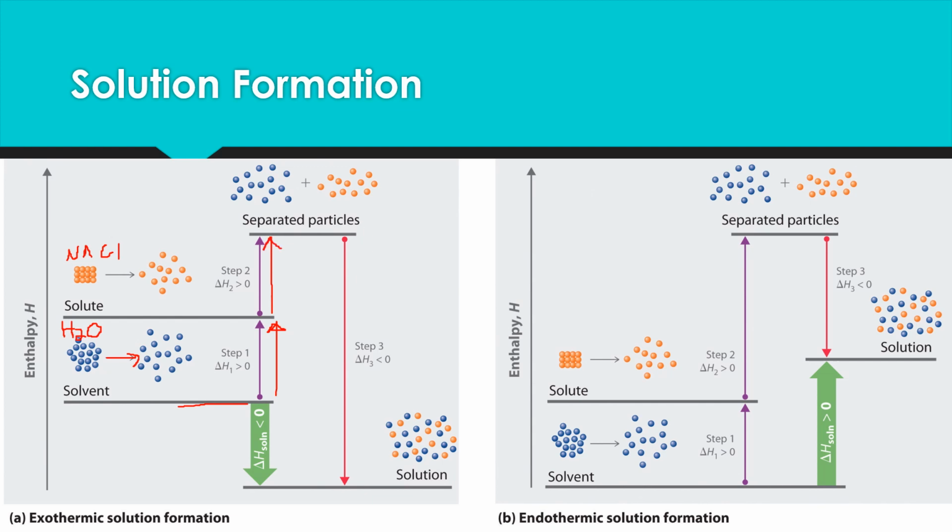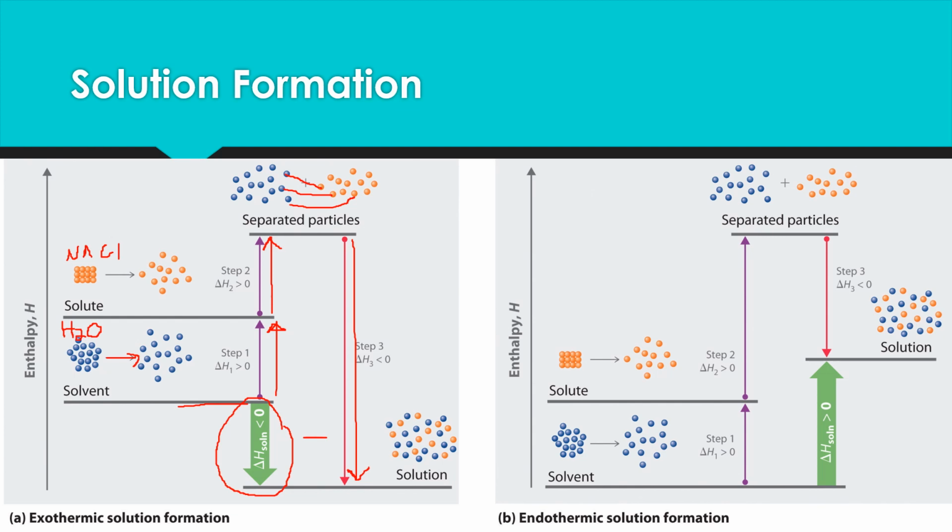Now, if I mix those together, and I've got my particles all ready to intermingle, then when they start to form their attractions between these ions and water molecules, that forming of attractions releases energy, and we form our solution. Now, if we release more energy than we gained, then we're going to have a delta H that is less than 0. So we're going to have a negative value, negative delta H. Okay, so if we lose more energy than we gain.